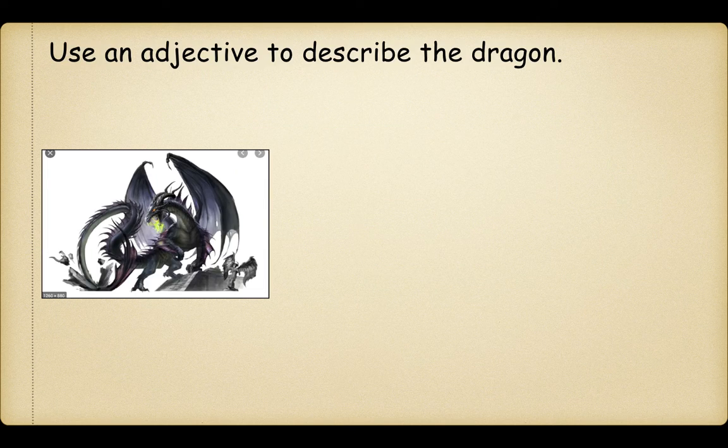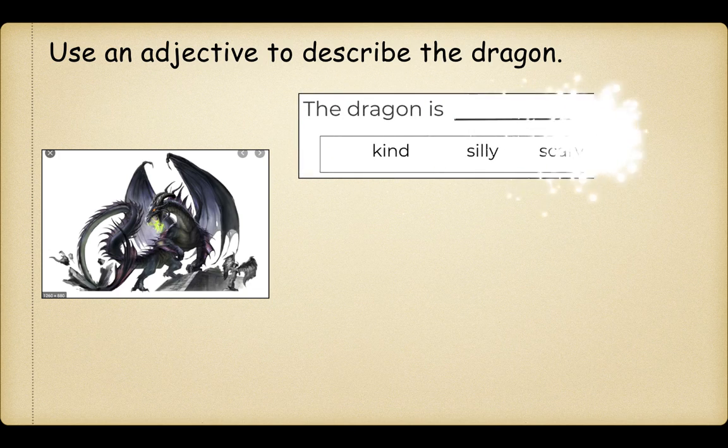So how do we use an adjective to describe the dragon? Here are 3 words, and they describe the dragon on the inside. This is the personality of the dragon. Which word would you choose? Kind, silly, or scary? Now you have to think about your story, George and the dragon.